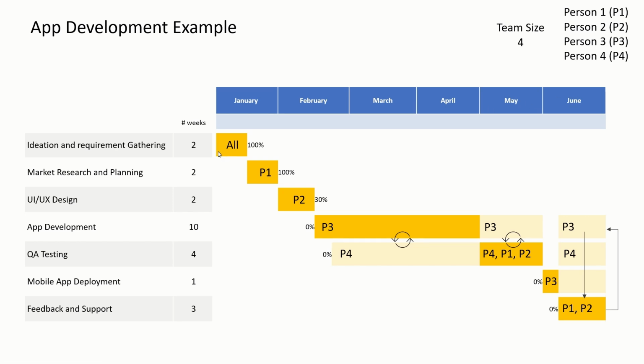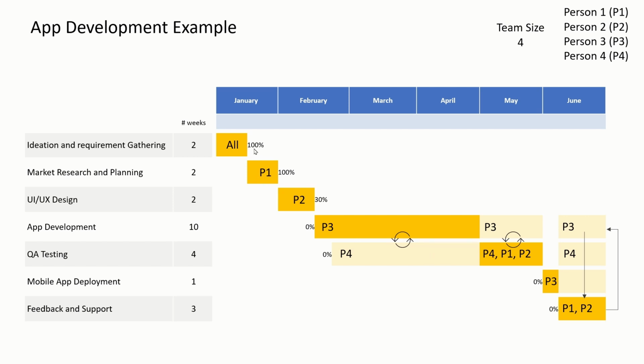Then we plot our Gantt chart by coloring individual tasks. For example, the ideation and requirement gathering phase is expected to take 2 weeks. That's why we have colored 2 of these cells in January with this color. I have also added these text labels on top of these bars. These are people to whom each task is assigned. So the first stage involves all 4 members of the team. The second task is assigned to person 1, and so on.